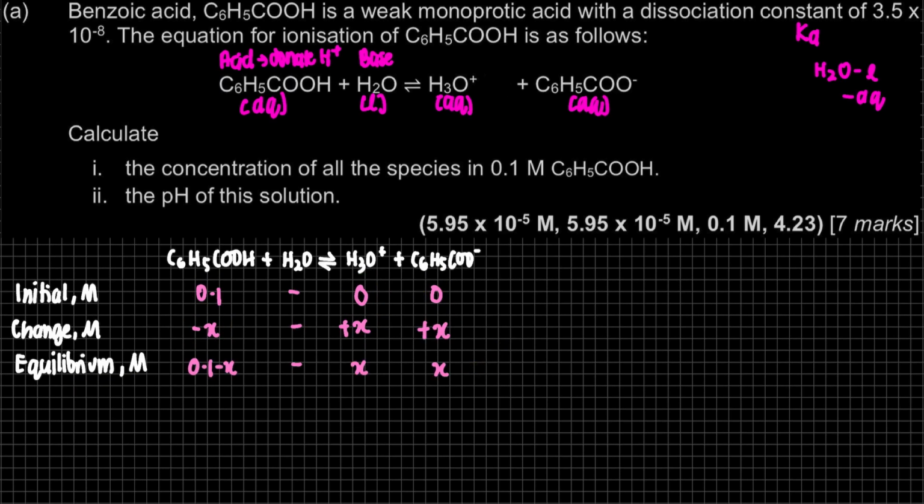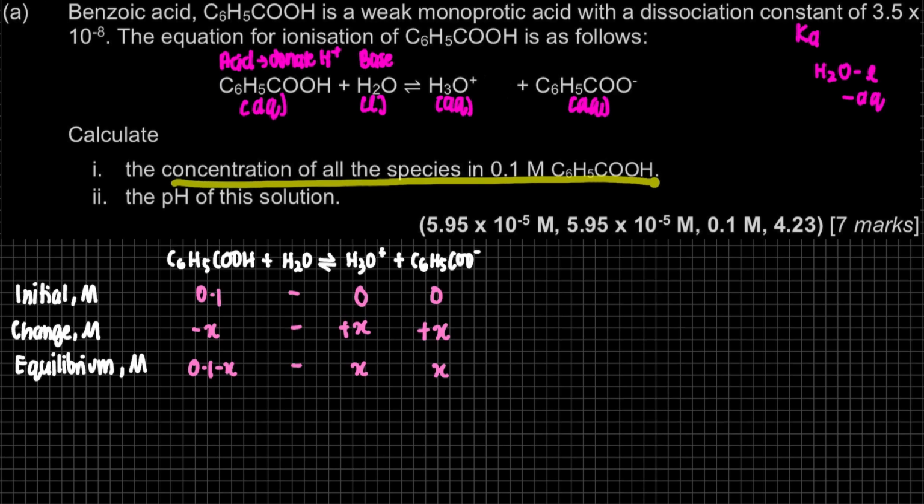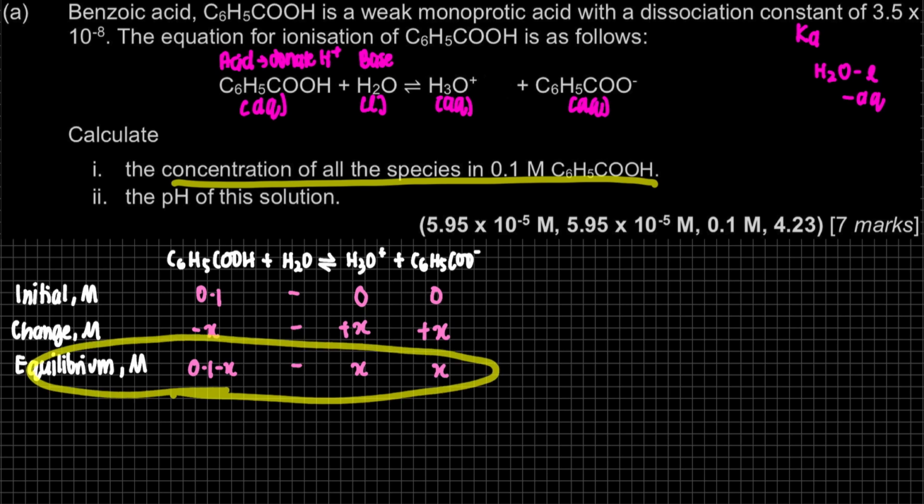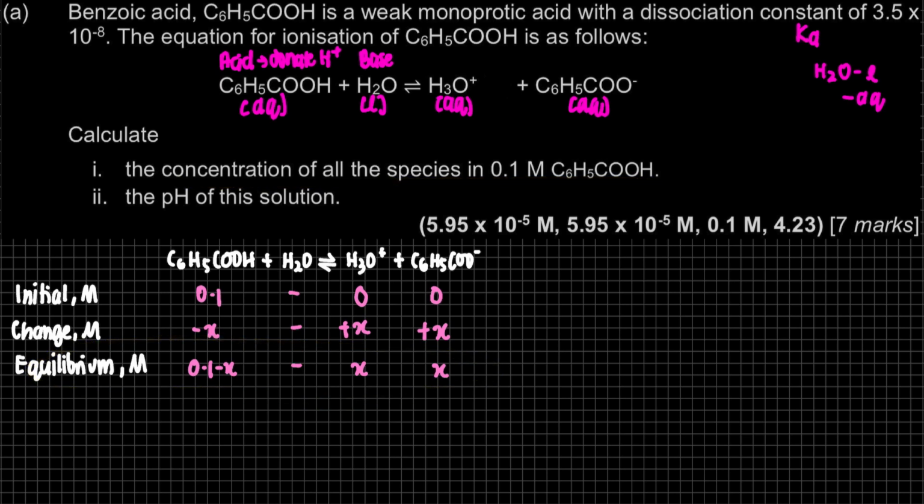Okay, back to the question. The question wants to find the concentration of the species in 0.1 molar. Meaning, it wants this one, in equilibrium. Why? Because we have our K, the equilibrium constant. So how do we find out the value of x? That's why they give the value of Ka. But then how do we find out the value of Ka?